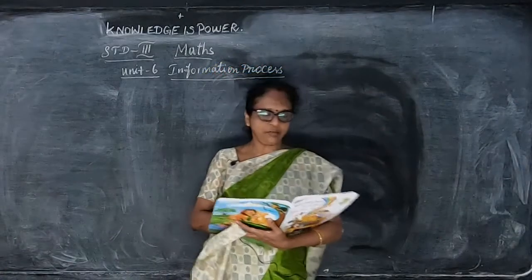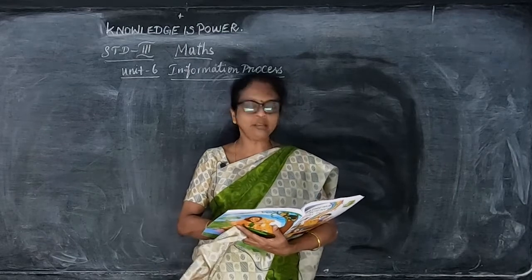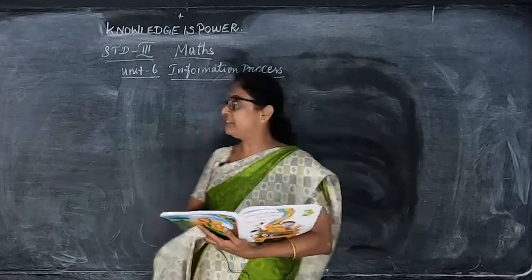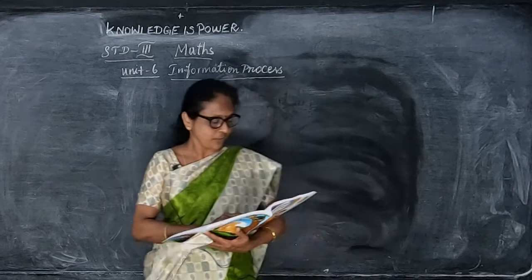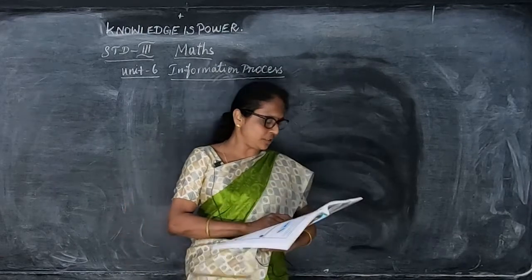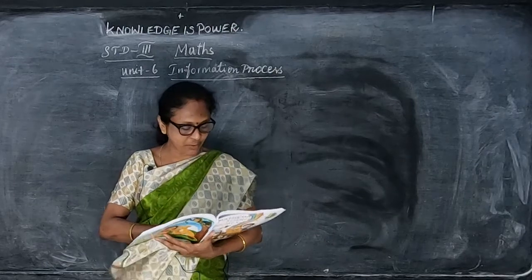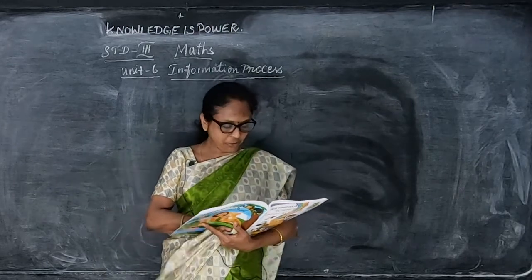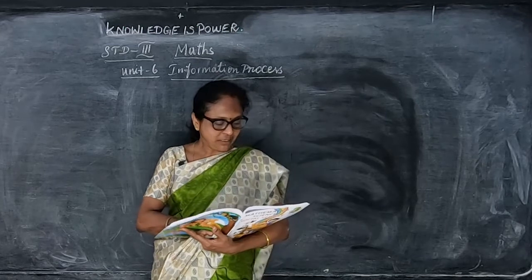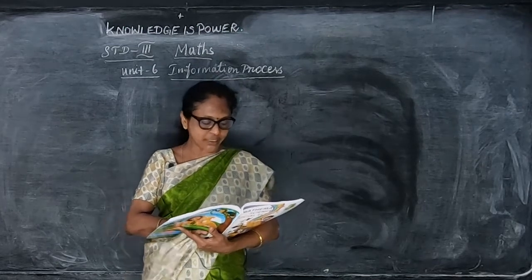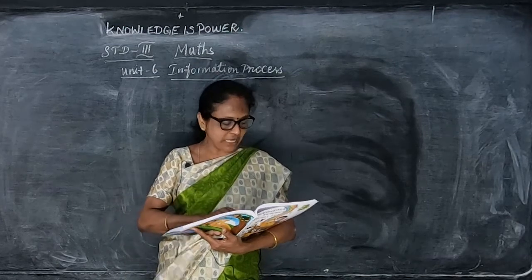Okay, children, today we are going to see Standard 3 Maths, Unit 6, Information Processing. In this unit, we learn systematic listing. First, they have given pictures of shirts and trousers. Kavin has taken 2 trousers and 3 shirts with him to wear on a picnic.